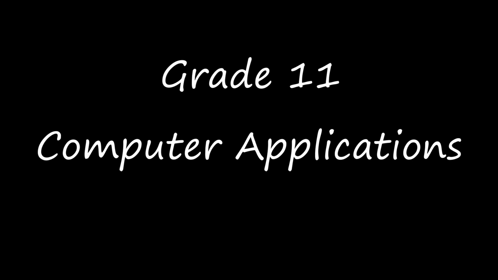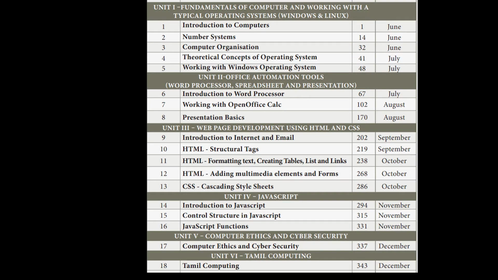Last session we have seen the introduction of some of our chapters from our grade 11 book, right? So today we are going to continue that. First, I have given you the introduction about computers, number system, computer organization, theoretical concepts of operating system, and then I have given the introduction about working with the Windows operating system, right? And today we will see the introduction about the office automation tools.